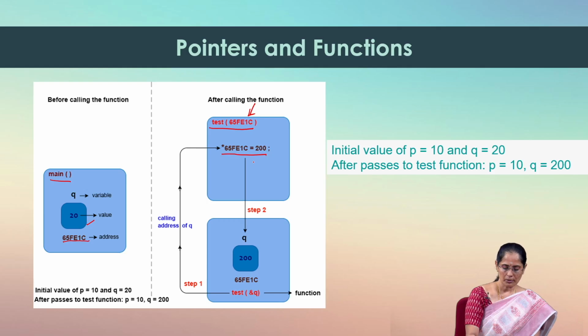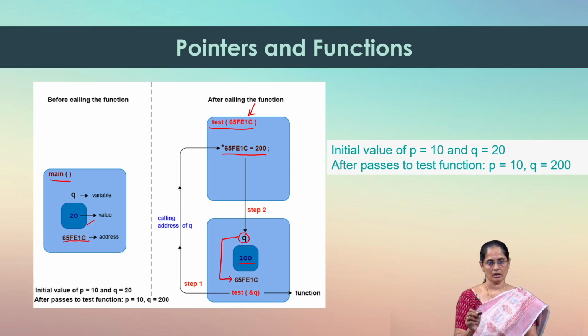Okay. In step 2, what happens? There is a variable q whose value is 200. The address of q is 65fe1c, which is actually pointed to by &q, that is, the address of q. It is what is stored in the pointer variable. So, when we make changes through the pointer variable, automatically we can see that the value of q is also getting modified. So, even after the function call, the modified value will be there in the original variable.